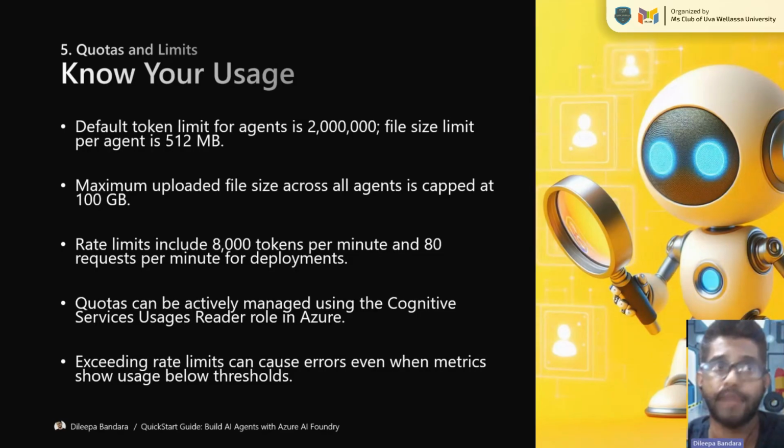And the rate limits include 8,000 tokens per minute and 80 requests per minute for deployments, right? So the quotas can be reactively managed using the Cognitive Services Usage Reader role in Azure. Cognitive Services means Azure AI, it looks the same. So exceeding rate limits can cause errors even when metrics show usage within the threshold. If you exceed the limitations, that won't work. That's the reason I'm telling you.